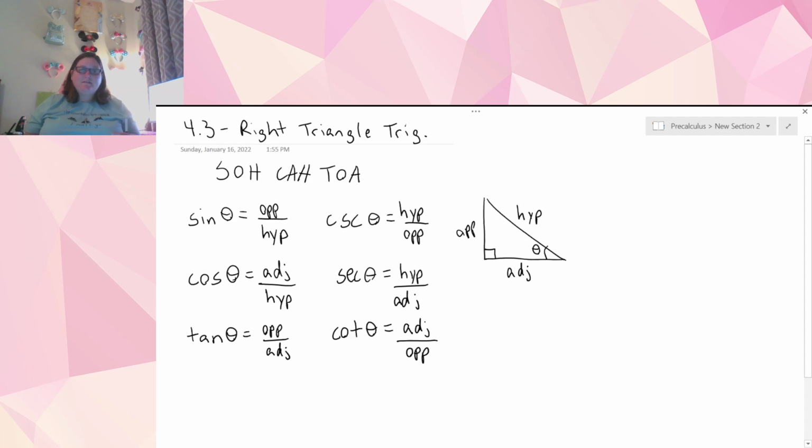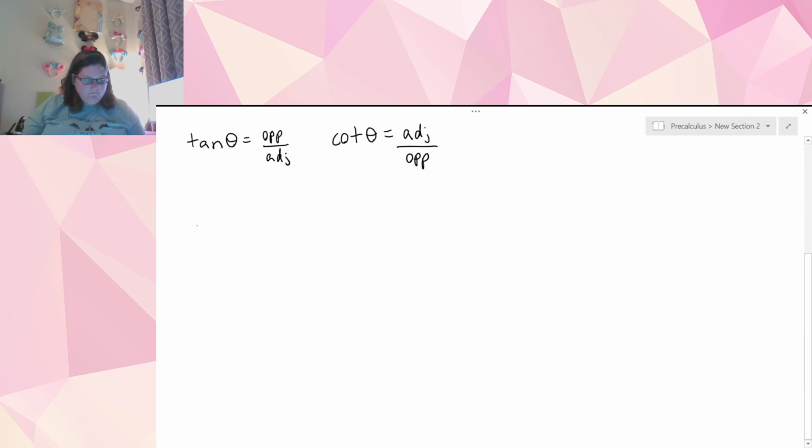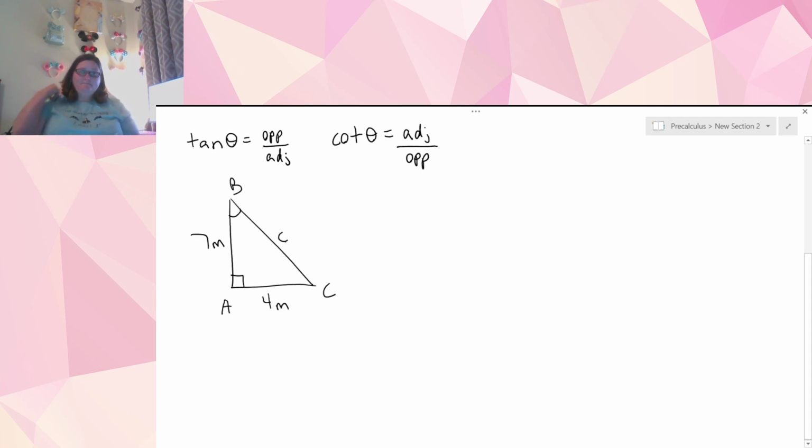I can use these 6 trig functions to calculate the value of sine, cosine, tangent, and so forth of an angle. So let's look at that in a problem. Let's say I'm given this right triangle ABC, and we are trying to find the 6 trig functions of angle B. The side lengths are 7 centimeters and 4 centimeters, and they give me the side length as C.